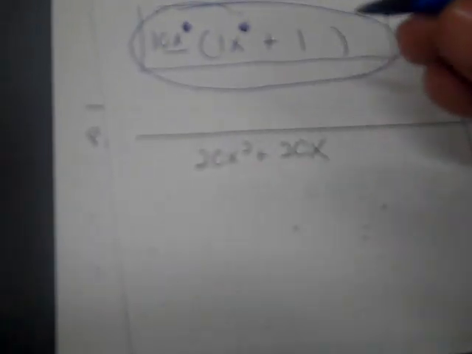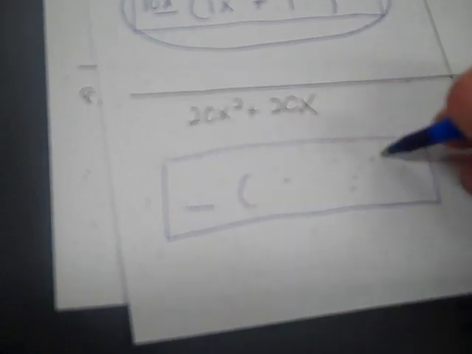Okay, next problem, 20x to the second power plus 20x. So you do not have a negative in front. You have x to the second and x to the 1. So x to the 1. Okay, they're the same numbers, so we got 20.